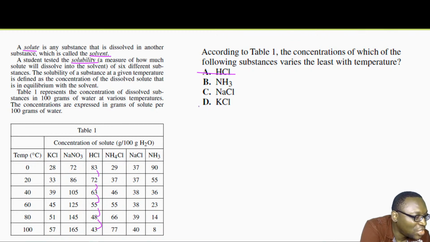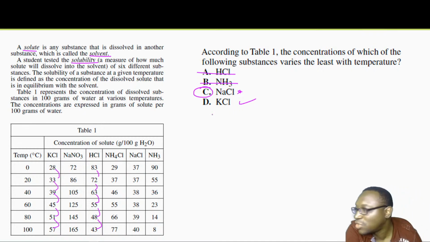Then let's look at NH3. NH3, we have 90 to 55. You can already see that there are big changes, so that rules this out. Now let's look at NaCl. So we have 37, 37, 38, 38, 39, 40. So there's really not that much change happening. So we're going to put an asterisk here just to make sure that that's where we think we're going. And then we look at KCl. You can see here that we have increases that are more significant or larger than what's happening with NaCl. So this is going to be your answer to the question.